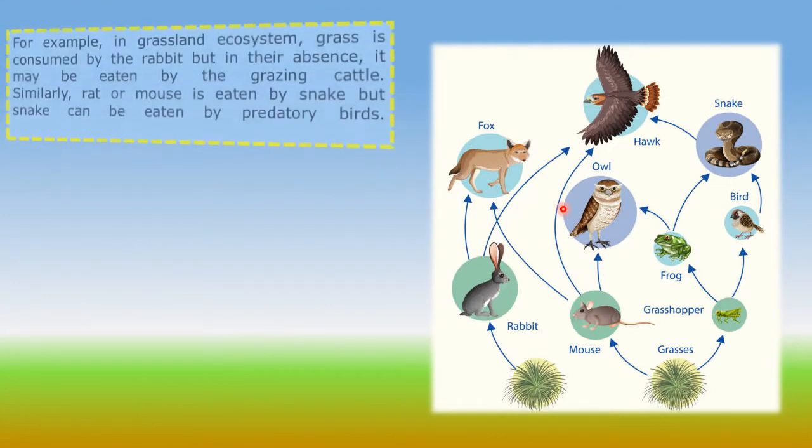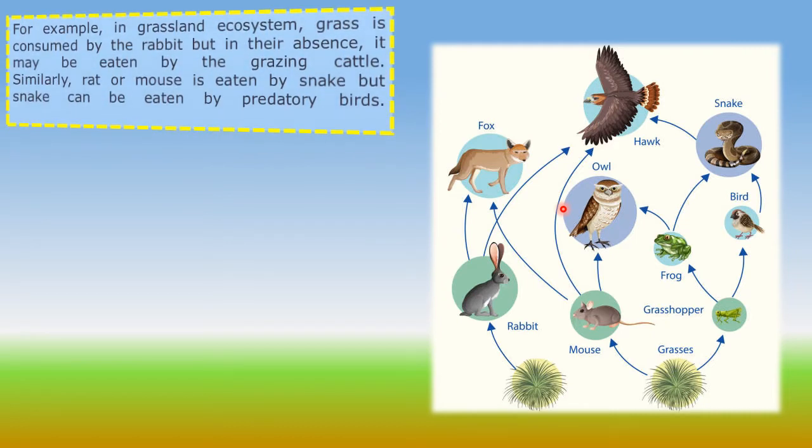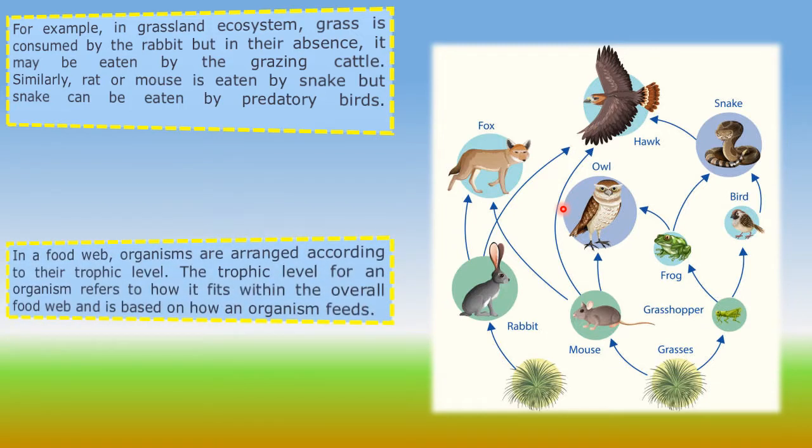Well, we have one more example of the grassland ecosystem. Grass is consumed by rabbit, but in their absence it may be eaten by grazing cattle. Similarly, a rat or mouse is eaten by a snake, but the snake can be eaten by predatory birds, as depicted in this picture. Again, as we discussed in the previous slide, every organism has different options for feeding, and this interlocking or interconnected feeding system gives a complex food chain that is known as a food web, or previously called a food cycle. In a food web, organisms are arranged according to their trophic level. The trophic level for an organism refers to how it fits within the overall food web and is based on how it feeds in the ecosystem.